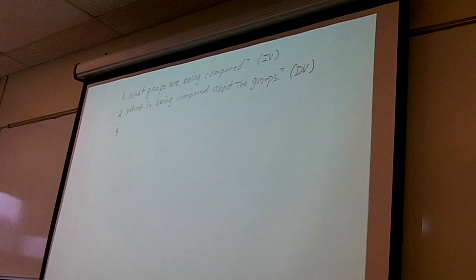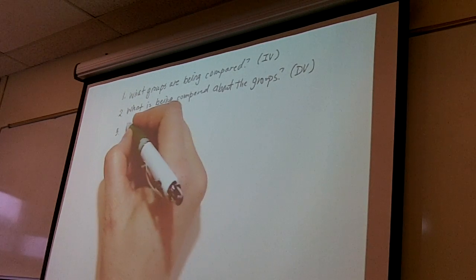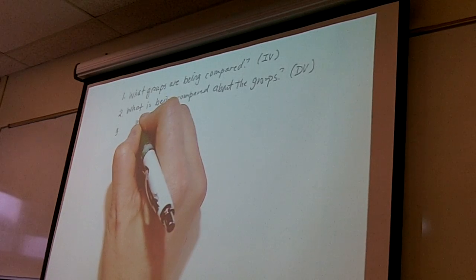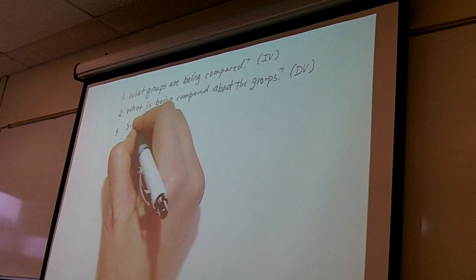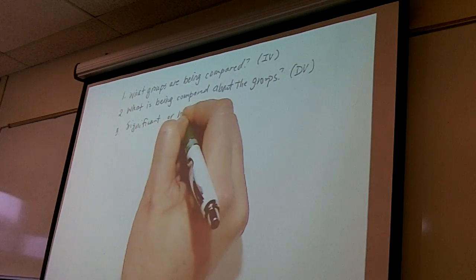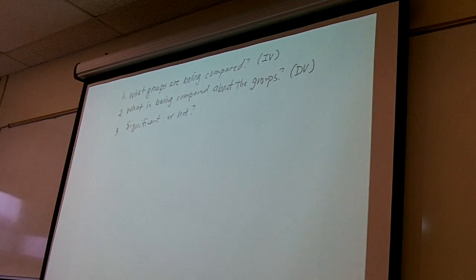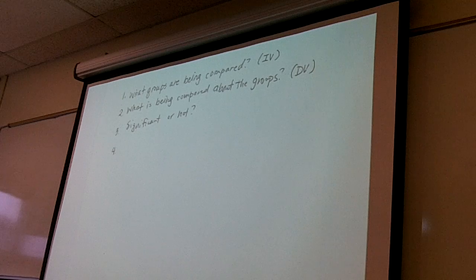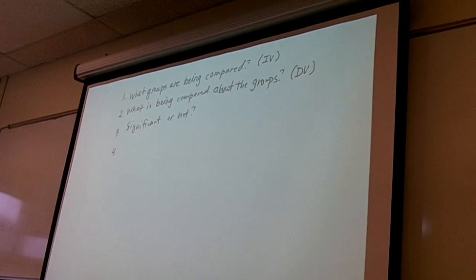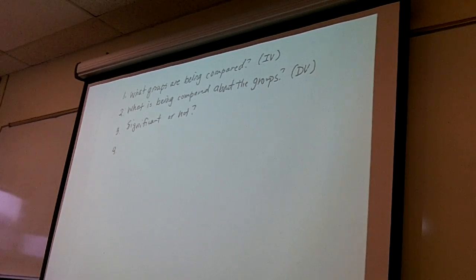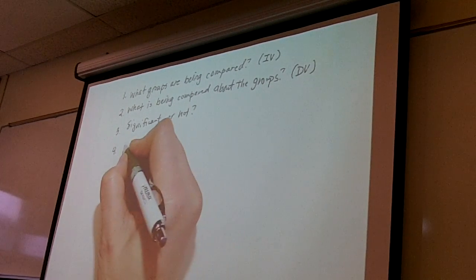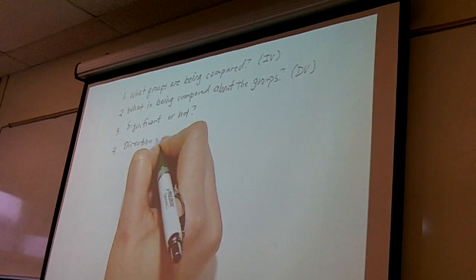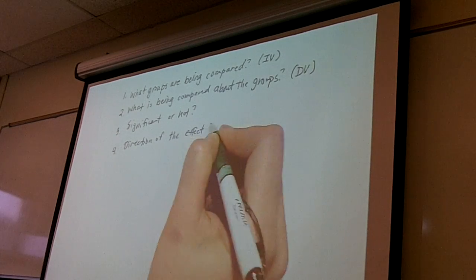The next thing you want to make sure you know is, are you predicting a significant difference or not? In the case of the null hypothesis, the answer would be no. Right? You're not predicting a significant difference. And if you are predicting a difference, this will come up with the alternate hypothesis in a minute. If you are predicting a difference, then you need to indicate the direction of the effect, if any.